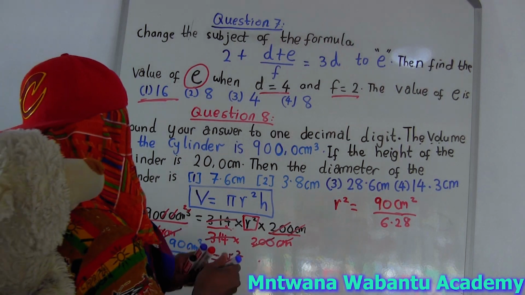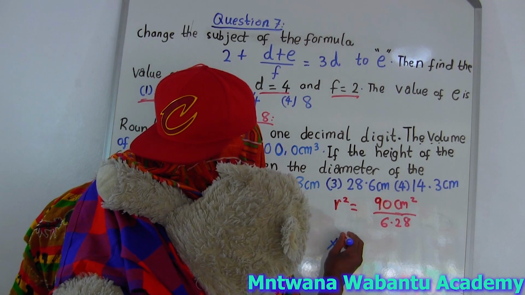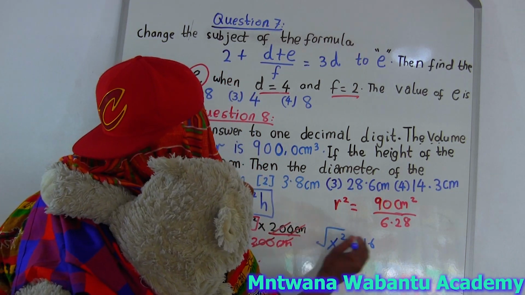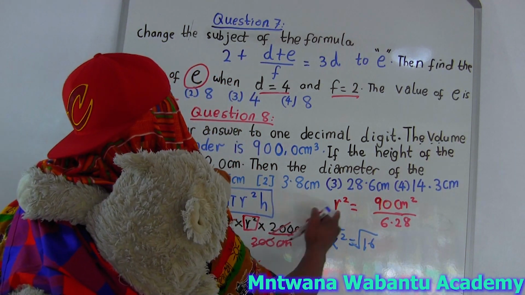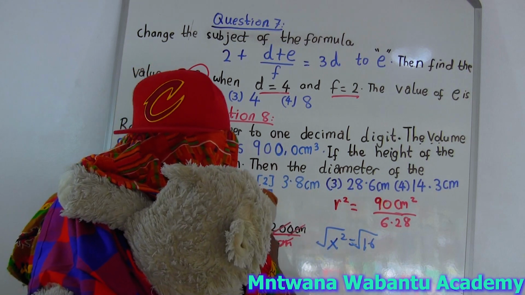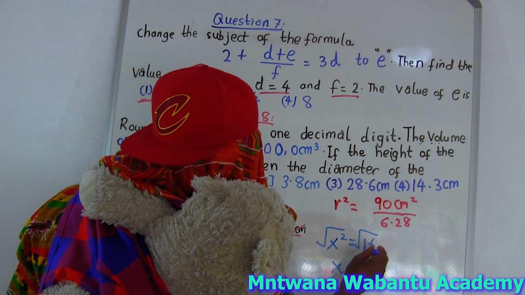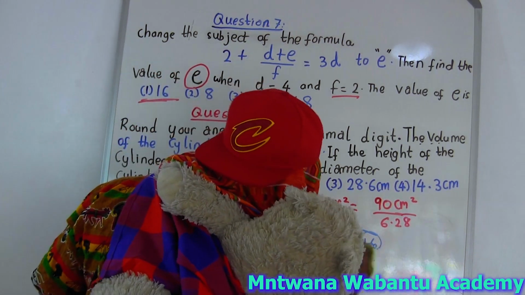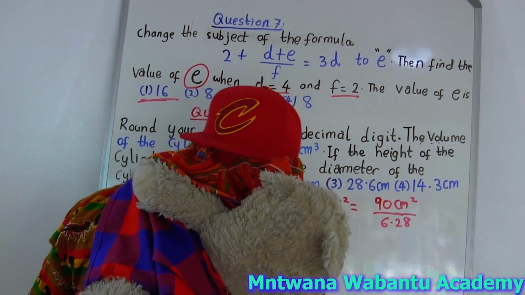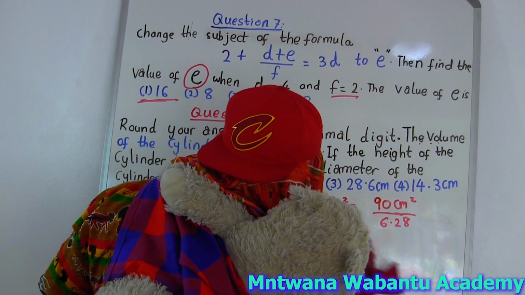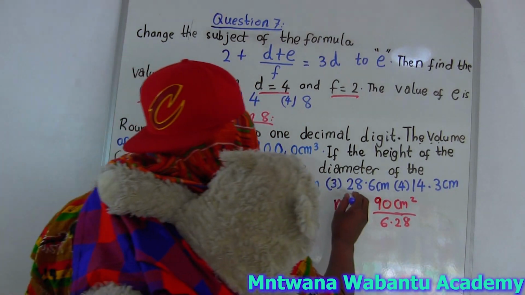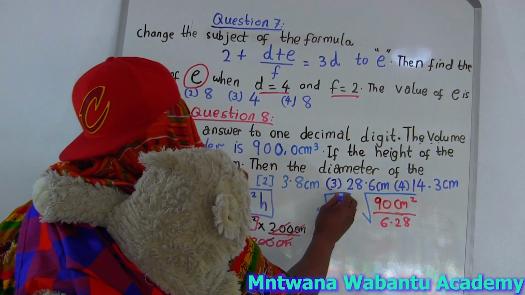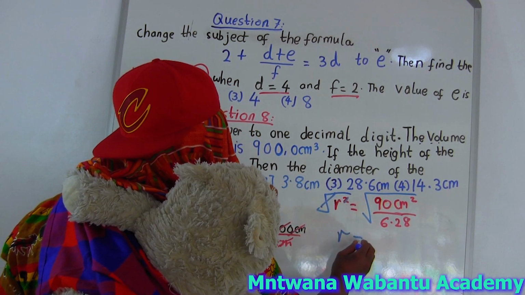If for example somebody gives you x square equal to 16, how are you going to get x? It means you must square root it throughout. So for me to get x, I must square root on the left and on the right, and this is going to give us x equals square root of 16 equals 4. So here, if I want to get the radius, I have to square root both sides, on the left and on the right. This square is going to go, so I'm left with r equal.